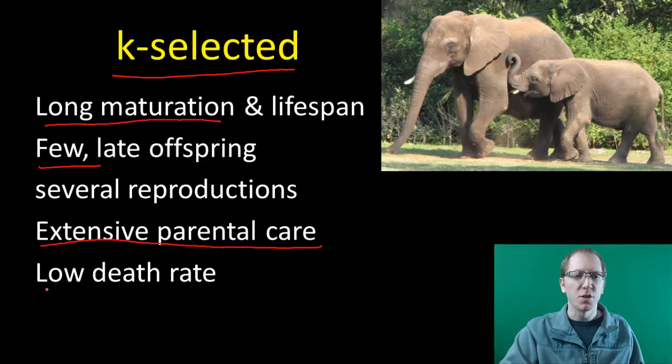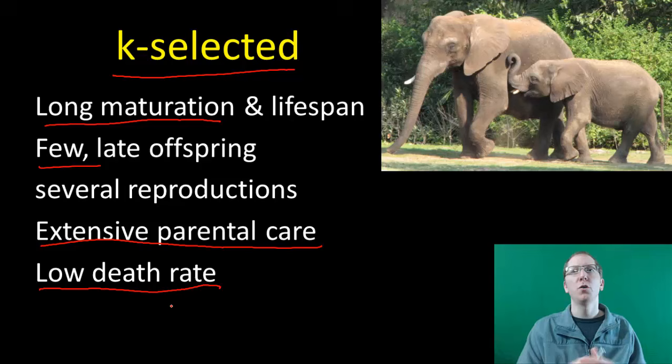And so to do this though, you need a low death rate. If you have a really high death rate, where each individual has like a 0.1% chance of living, having this long lifespan with few offspring is likely going to make you go extinct. So these guys will tend to be ones that don't have to fear day-to-day death as much, at least, as an R-selected organism.